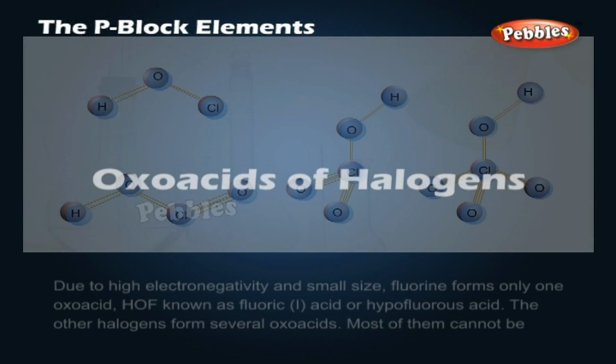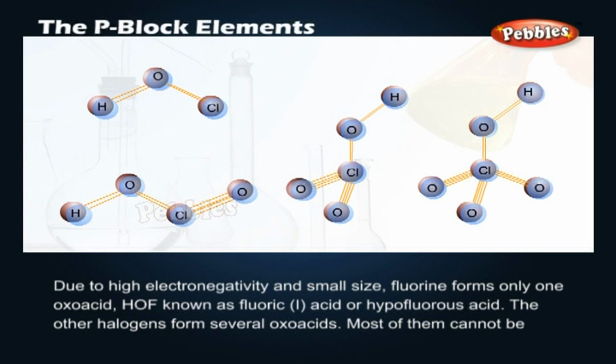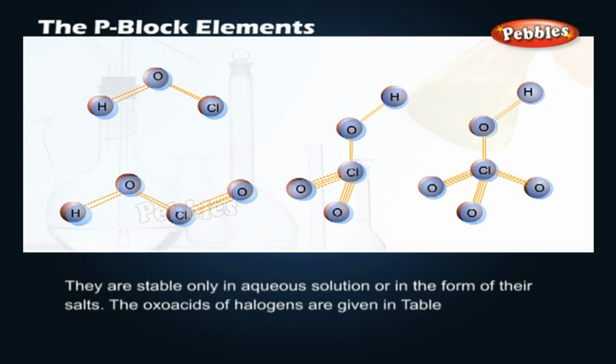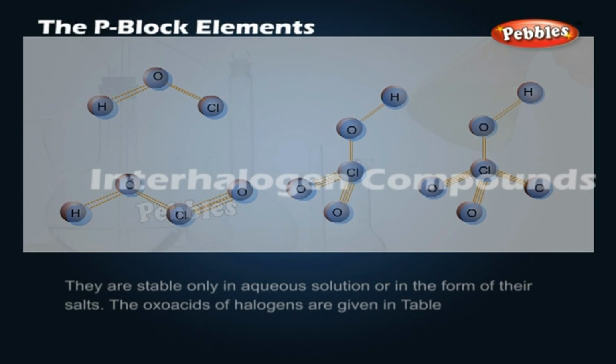Oxoacids of halogens. Due to high electronegativity and small size, fluorine forms only one oxoacid, HOF, known as fluoric acid or hypofluorous acid. The other halogens form several oxoacids. Most of them cannot be isolated in pure state. They are stable only in aqueous solution or in the form of their salts. The oxoacids of halogens are given in the table.